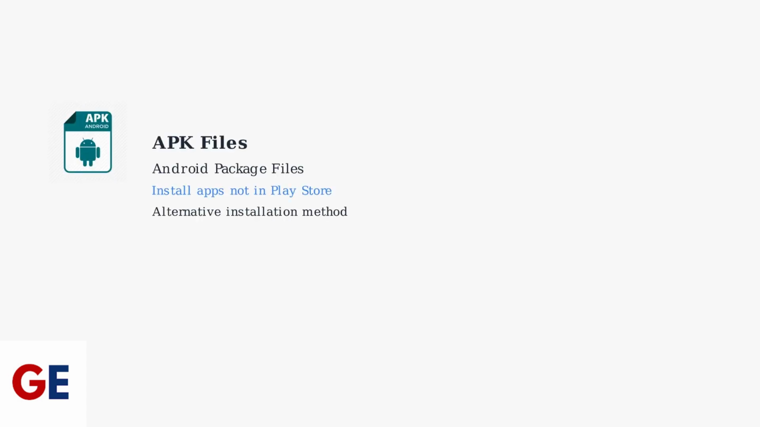The VSeeBox V3 Plus is fully compatible with the Android TV system, ensuring access to a wide variety of apps optimized for your television. APK files are Android installation packages that allow you to install apps not available in the Google Play Store. This alternative method gives you access to a wider range of applications for your VSeeBox V3 Plus.